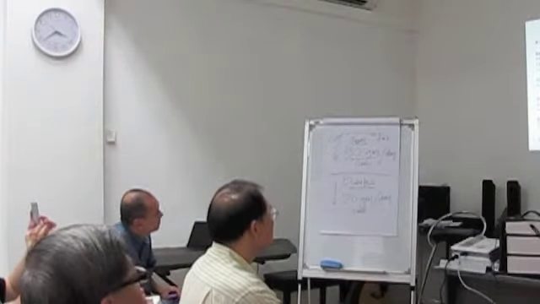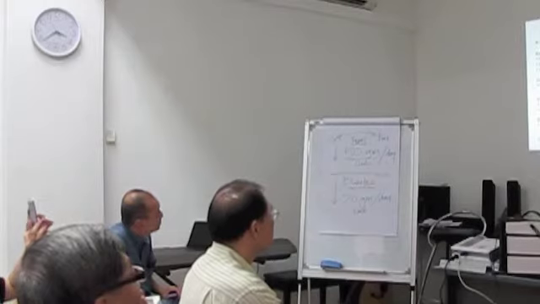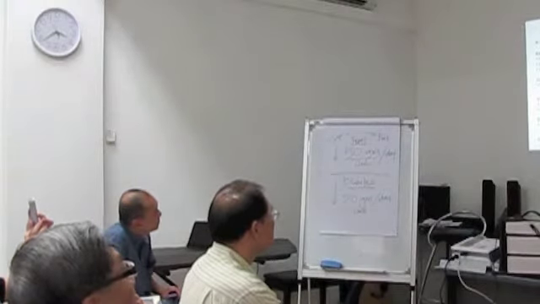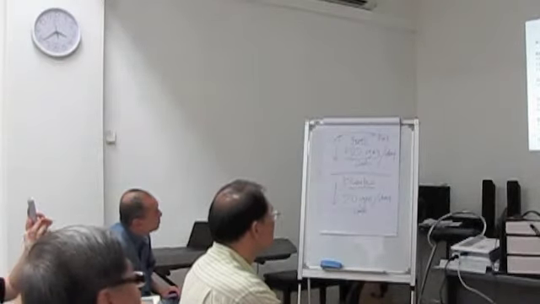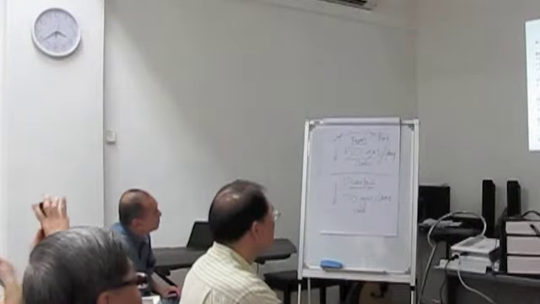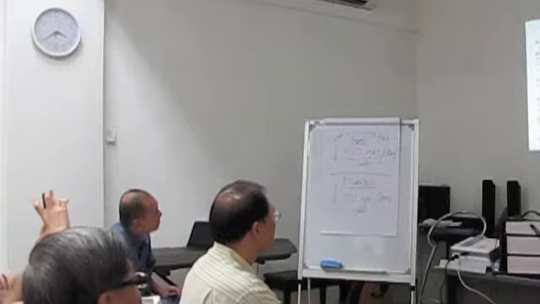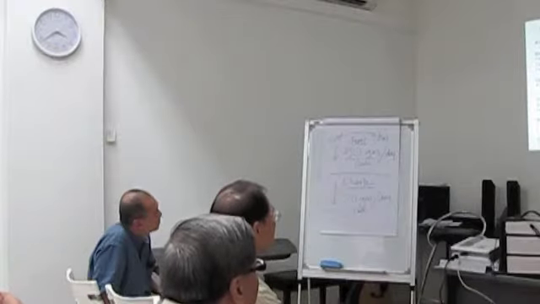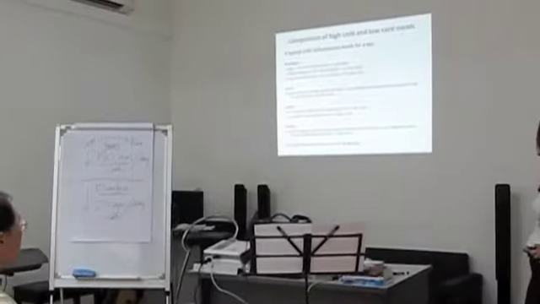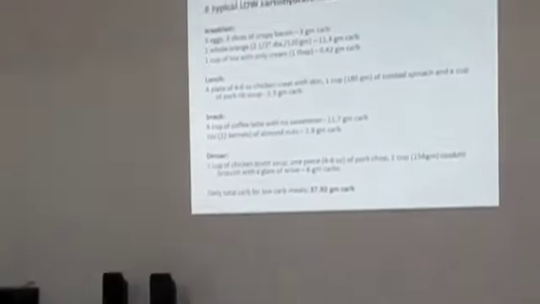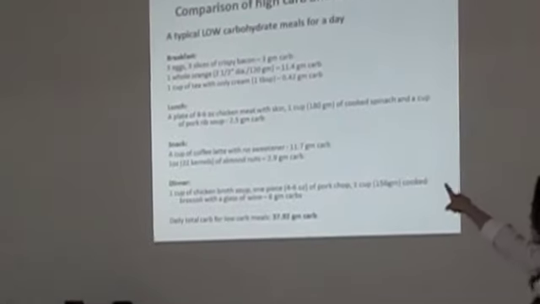as breakfast. And then lunch, if you have a plate of chicken, 4 to 6 ounces of meat, a cup of cooked spinach and a cup of pork rib soup, is 2.8 grams carb. And then if you need a snack, let's say you take a cup of coffee latte with no sweetener. Coffee latte usually is made of whole milk, and it's 11.7 grams of carb.